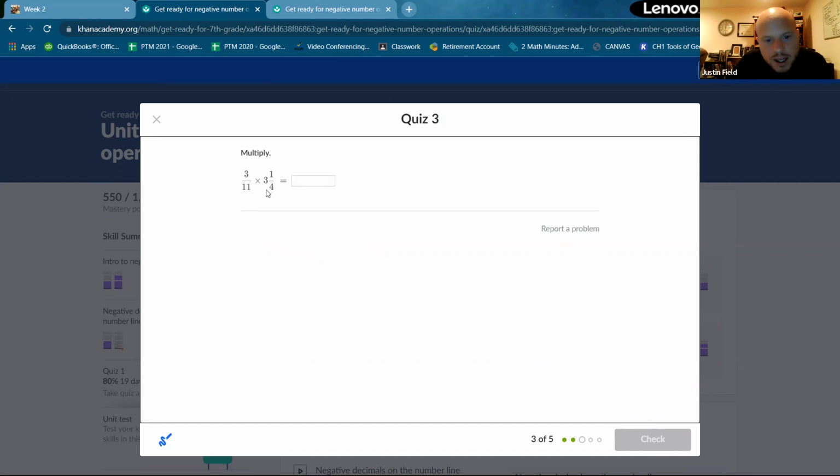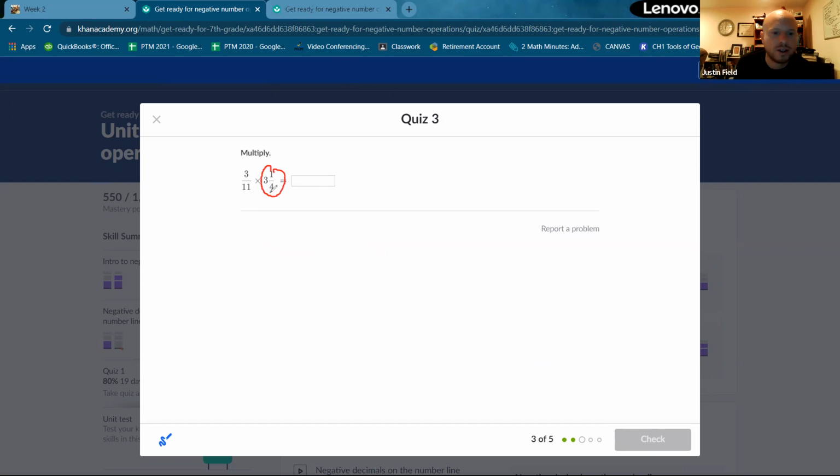Now this one has a mixed number. Do you remember how to change a mixed number into an improper fraction? Because that's what we wanted. So we're going to take this 3 1/4, and what you do is you multiply the whole number times the denominator, and you add the numerator. So 3 times 4 plus 1. That all goes over the original denominator. Just bring down the 3/11 there. Okay, so 3 times 4 is 12 plus 1 is 13.